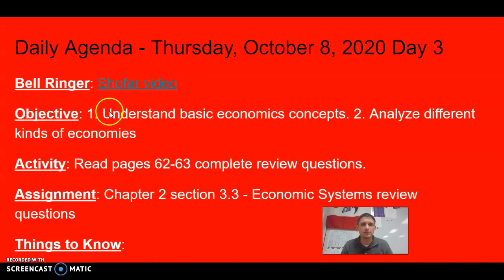Today, our objective was to look at economic concepts. We didn't quite get to the second part where we analyzed different economies. We spent a lot of time in class discussing, sharing, and asking some good questions. We ended up reading page 62, and we didn't quite get through all of 63.